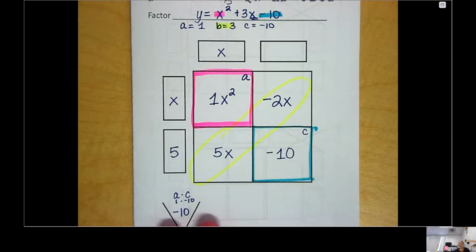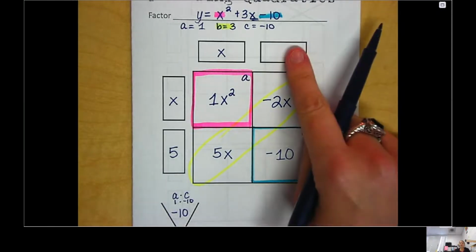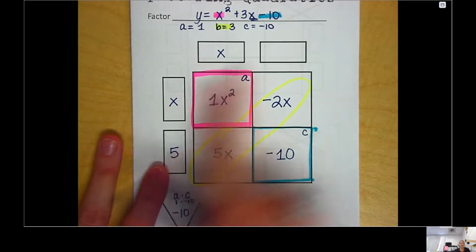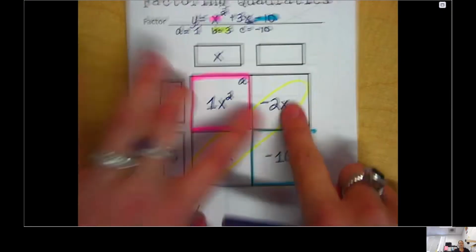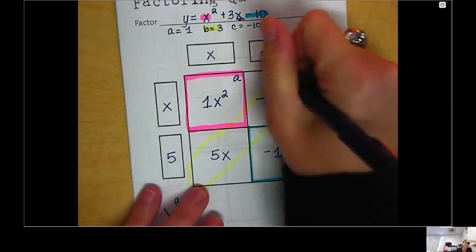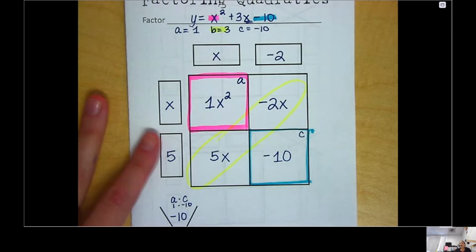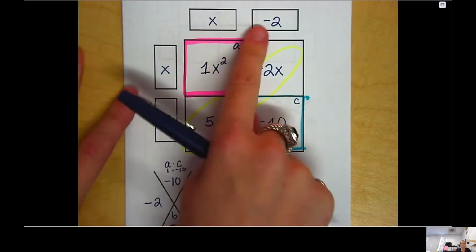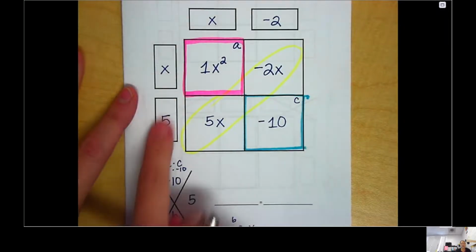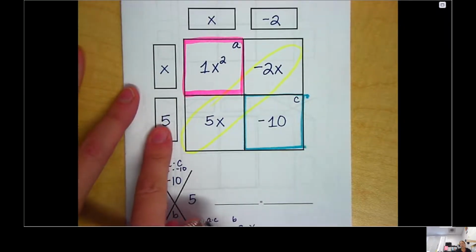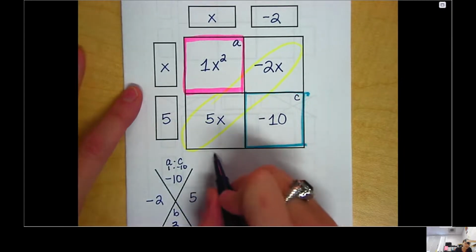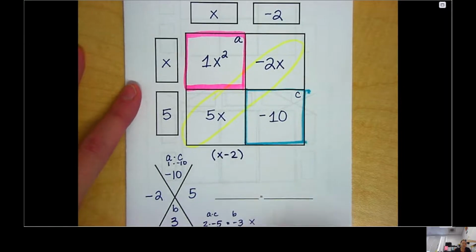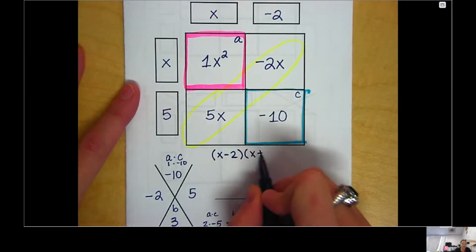Good. And now I've got one more box up here, and you can kind of do it any way you want. This x over here times what gives me this one? Yeah, -2. So your factors for this problem are x minus 2 and x plus 5, because it's a positive 5. So your factors look like this. We write it like this. (x - 2) times (x + 5).